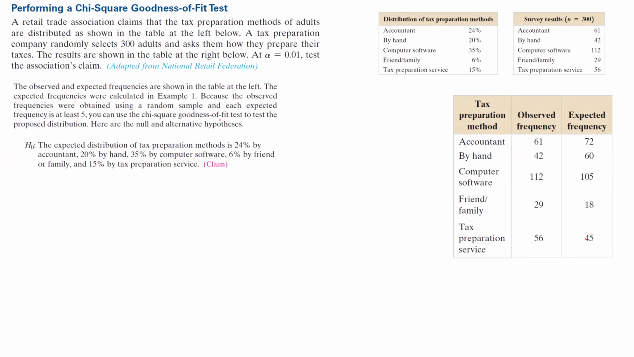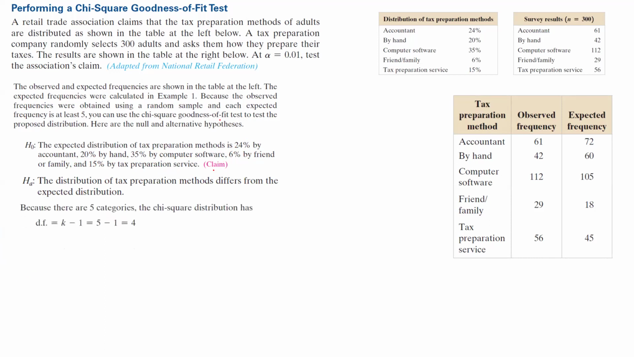The null hypothesis says the expected distribution of tax preparation methods is 24% by accountant, 20% by hand, 35% by computer software, 6% by friend and family, and 15% by tax preparation service, which we know is our claim. Now, the alternative is the opposite: the distribution of tax preparation methods is not the same as the claim.